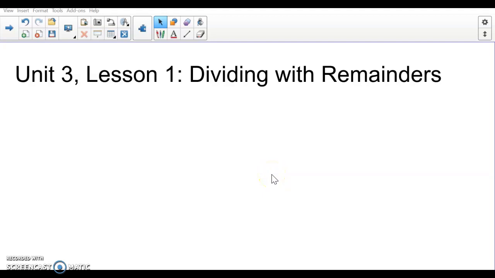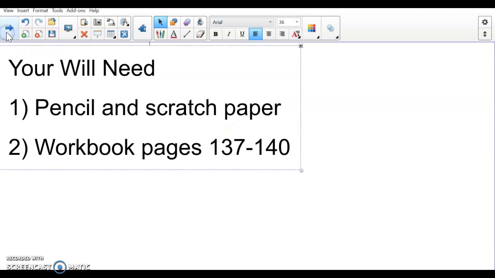Good morning, fourth graders. We are going to start Unit 3 today, and we're going to jump right into division. And we're going to do dividing with remainders today. And so you will need a pencil and scratch paper. You're going to need a lot of space to work on, or your whiteboard. And workbook pages 137 all the way to 140 today.